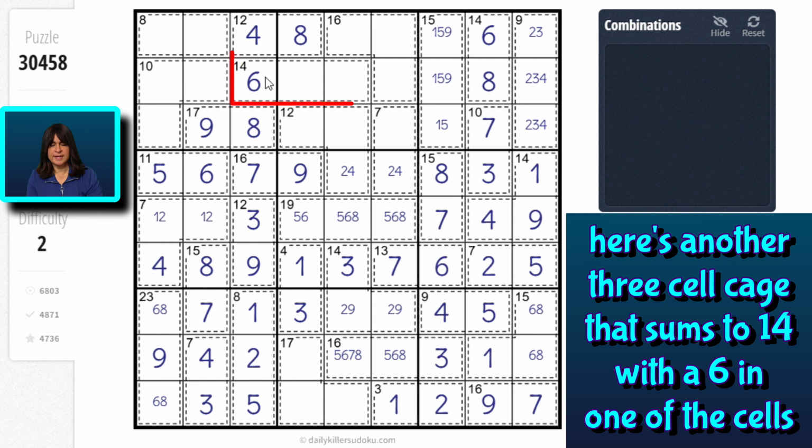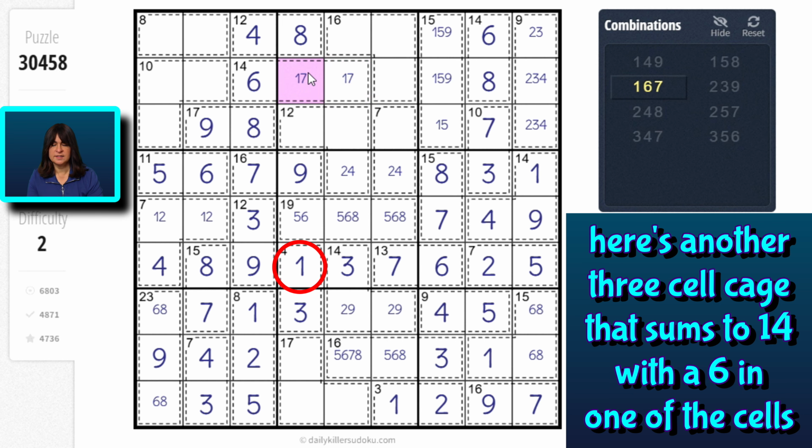Here we have another cage that sums to 14, and it already has a 6. So it's either a 1, 6, 7 or a 3, 5, 6. But there are 3's in both these columns, so it can't be a 3, 5, 6. So it has to be a 1, 6, 7. So these cells are 1, 7.